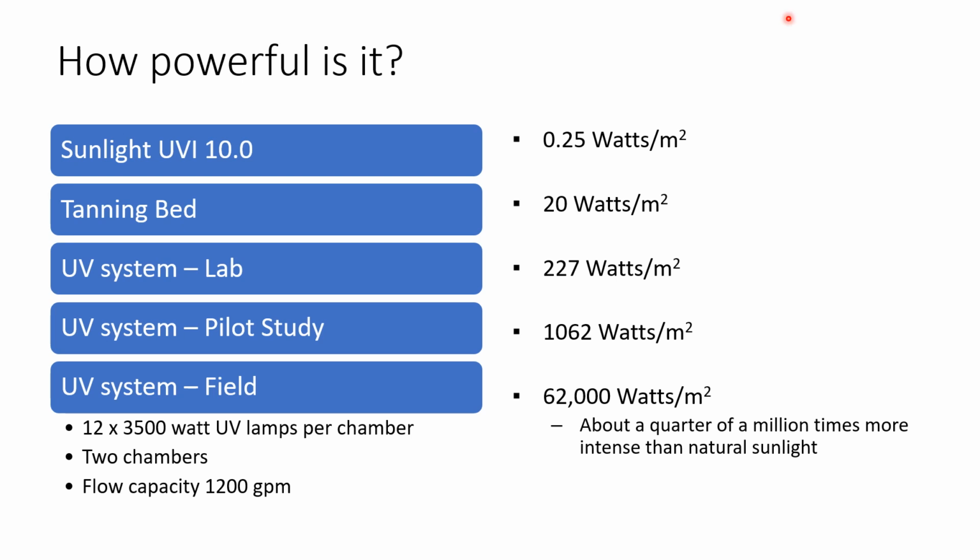In the small-scale pilot study, the intensity works out to 1,062 watts per square meter. So our small-scale industrial unit was just under 5 times more intense than the lab unit. Finally, the large UV system we use for the UV field study has a massive UV intensity of 62,000 watts per square meter. We have a very large amount of UV energy being released inside of a small reactor. So when you do the math, that's about 250,000 times more intense than sunlight at sea level inside of one of these reactors.